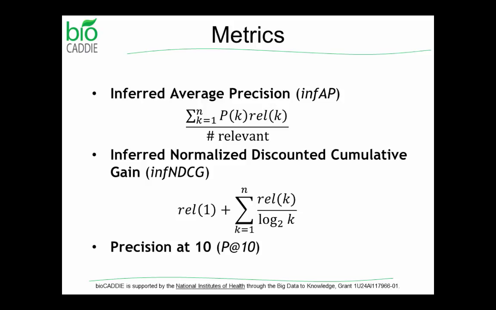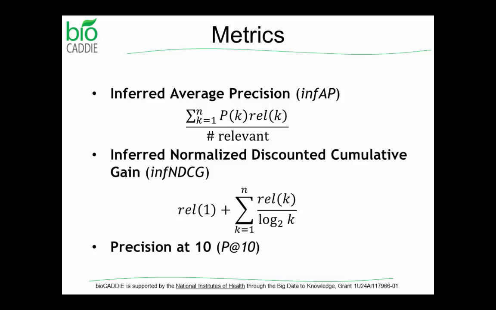So the three main metrics that we use to evaluate each of the systems empirically, and these were taken from what's commonly used in the TREC task, were inferred average precision, inferred normalized discounted cumulative gain, and precision at 10. I won't go into the detailed theoretical ideas behind these, but just to explain what is meant by inferred. In a typical information retrieval metric, it assumes that all of the results are judged. Either this is relevant, this is not relevant, or on some scale.